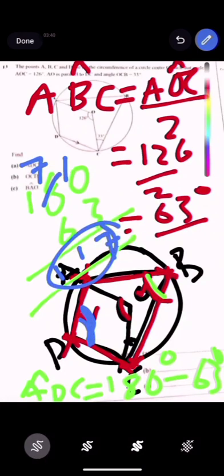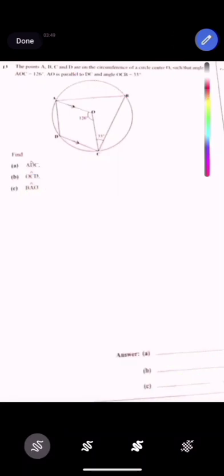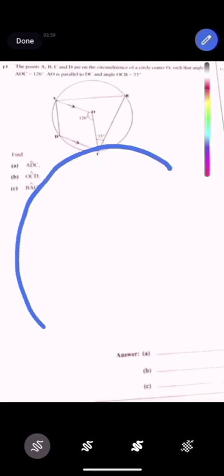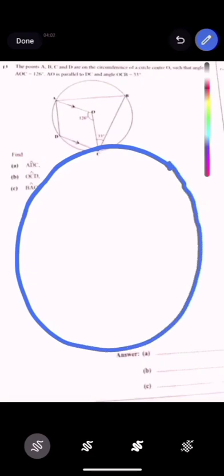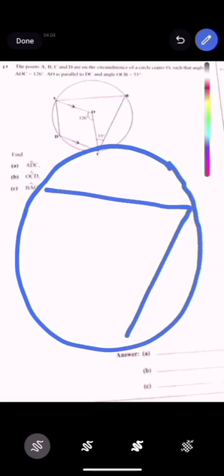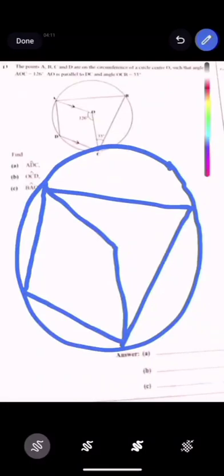Okay, next, OCD. So OCD, it's this angle here. Okay, so now this is something new. What we're going to do is something new, that is, it's not part of the normal circle properties. Like I said, there are many ways to kill a rat. Maybe you can think of the other way, but the answer should be the same.